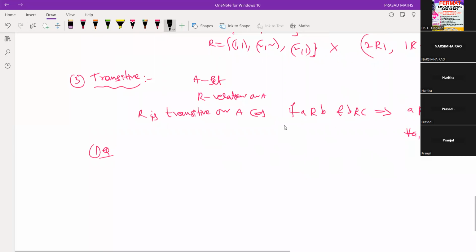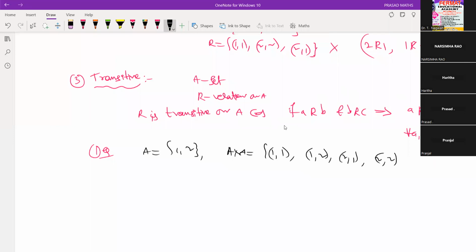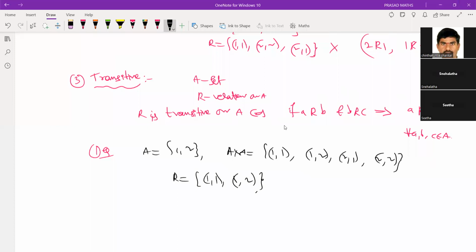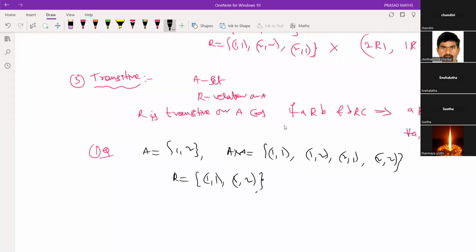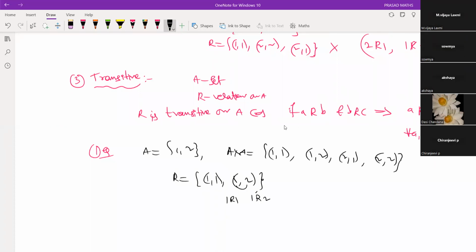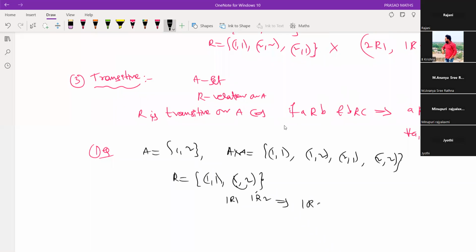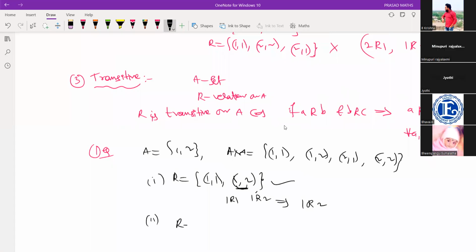If A is related to C is there, automatically this is a transitive relation. For the same example, why am I taking the same example? Because it's for simplicity and understanding purposes. So 1, 2, 2, 1 and 2, 2 like this. Suppose R is equal to 1, 1, 1, 2. Is it transitive? Yes. 1 is related to 1 and 1 is related to 2, and that implies that 1 is related to 2 also. Yes or no? Yes, sir. Therefore, it is transitive.